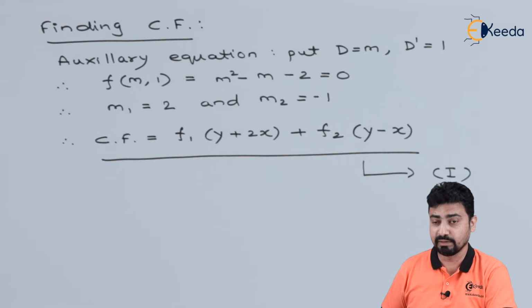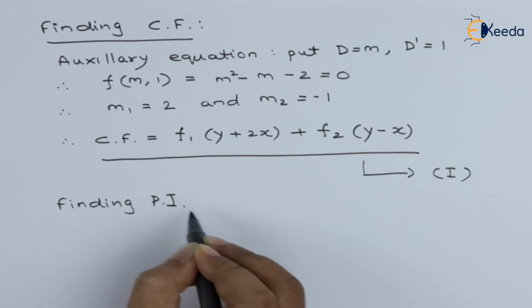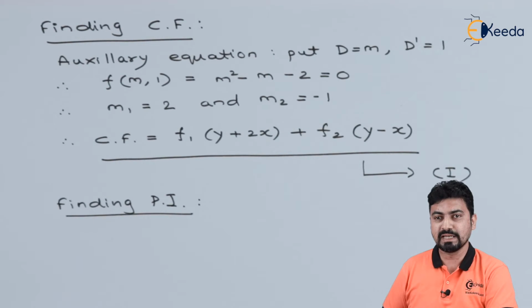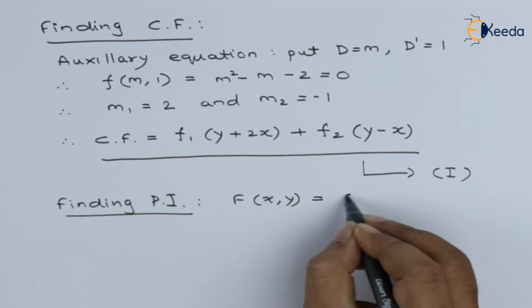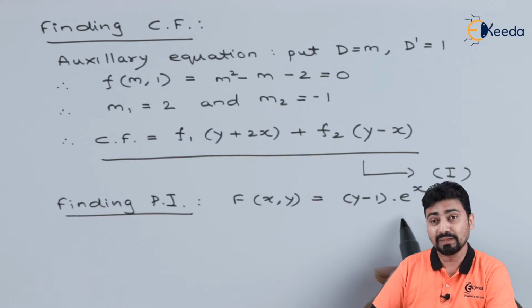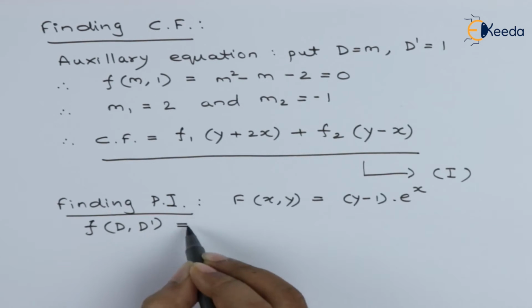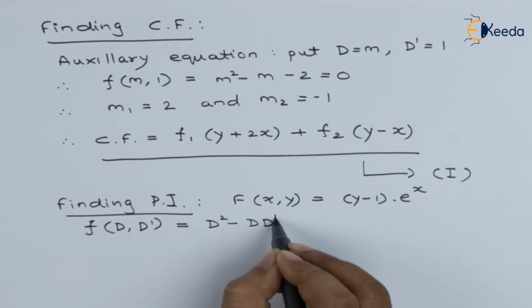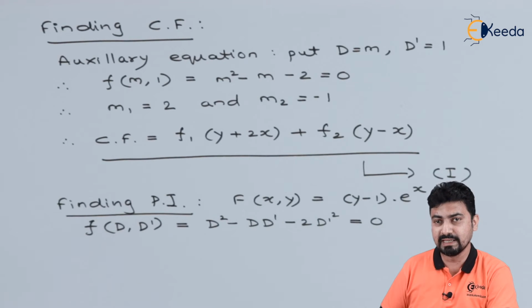Let us find the particular integral. In this case, what is our function of x comma y? y minus 1 into e raised to x. At the same time, our function of d comma d dash is, we can factorize this into linear factors.